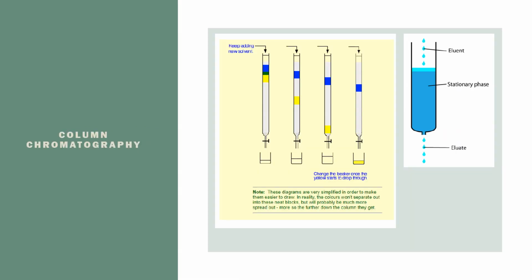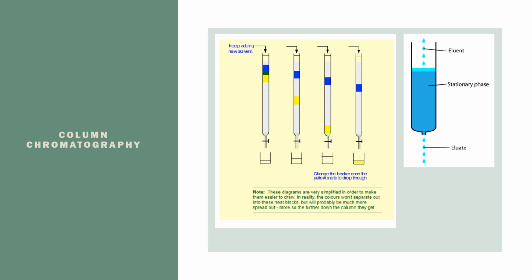Okay, the last type of chromatography is called column chromatography. This one is unique because it actually allows you to collect the substances that are in the mixture instead of just observe or analyze them. So what you do is you have a column, which is typically like a burette or a big test tube that has openings on both ends, right?